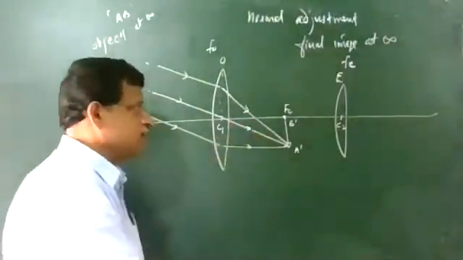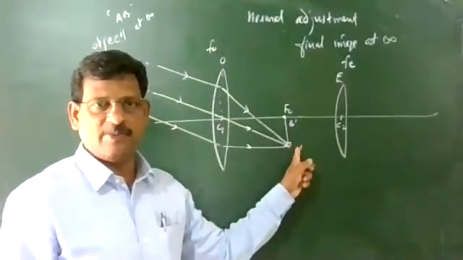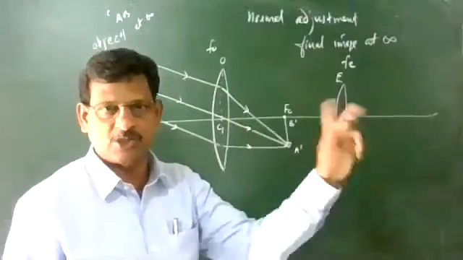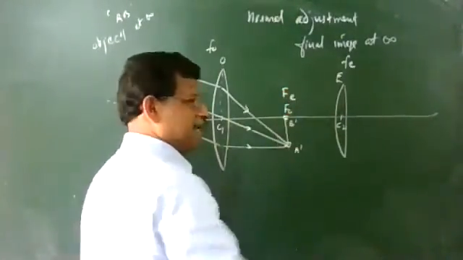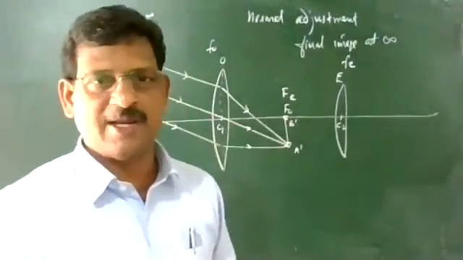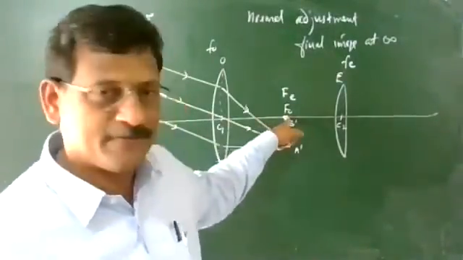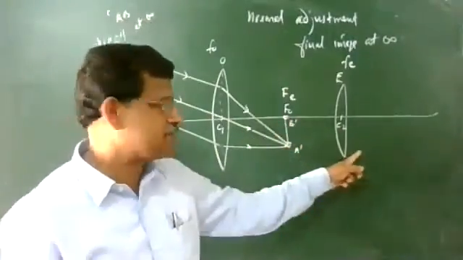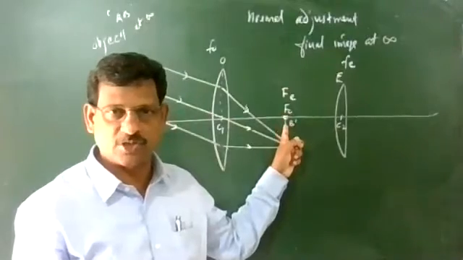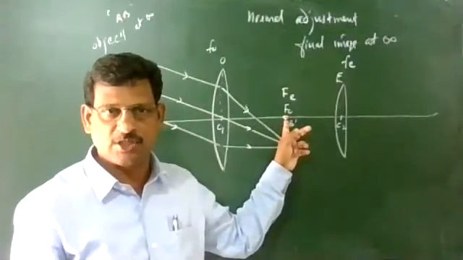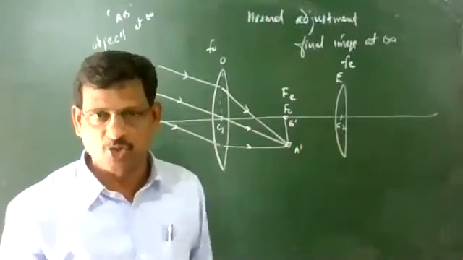Now what you do is adjust the eye lens so that this A'B' also comes at its own focus. That means this is the focus of the eye lens, and A'B' is there. So adjust the eye lens to and fro so that A'B' is at the focus. When the object is at the focus, the final image will be formed at infinity. Now the eye lens acts just like a simple microscope.